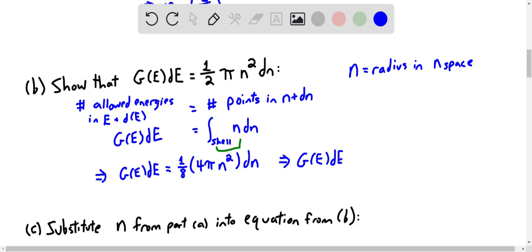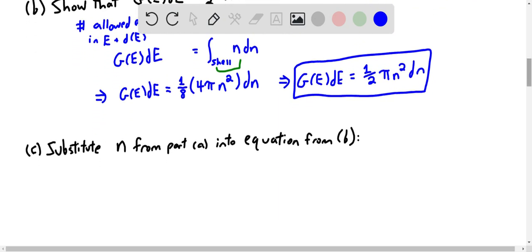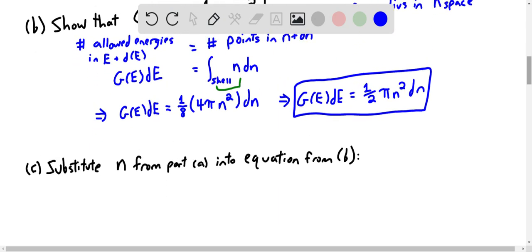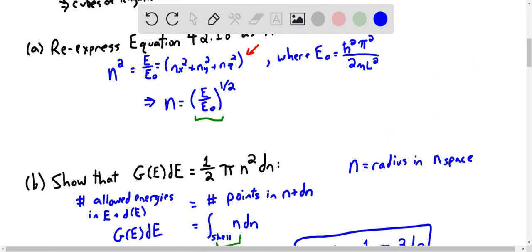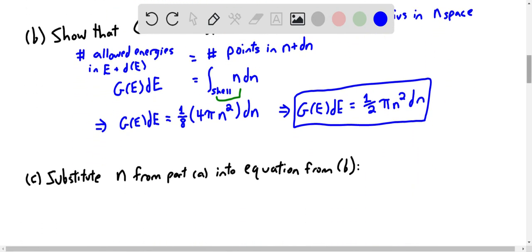Sorry if there was any background noise just then. So this becomes 1/2 pi n squared dn, which is what the problem was looking for. So then it wants you to substitute this n up here into this equation that we just derived.